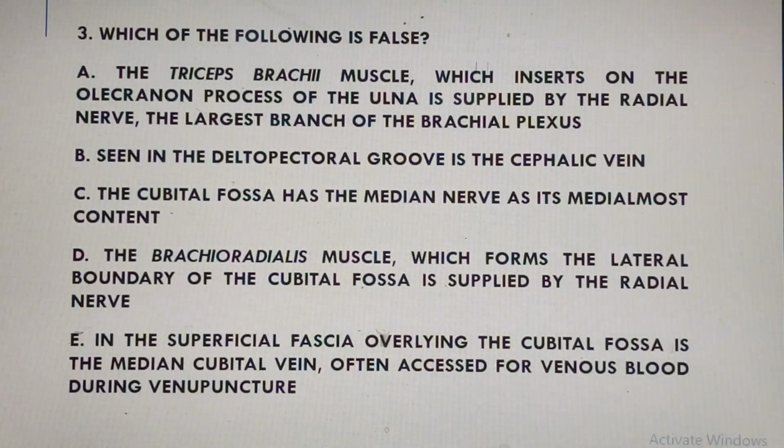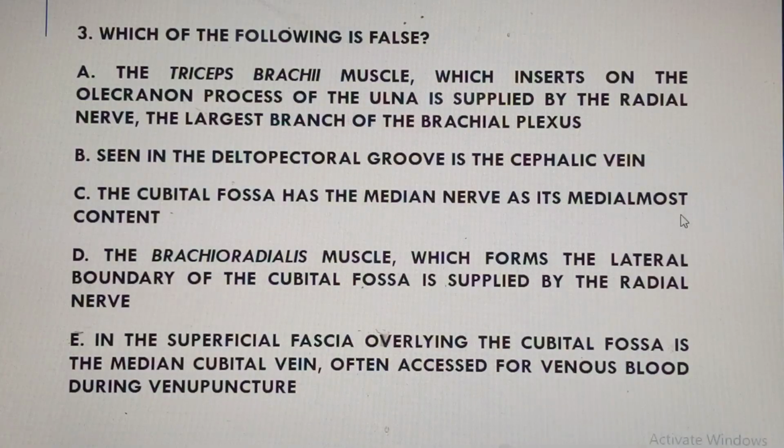No doubt that the largest branch of brachial plexus is the radial nerve. Yes, because it supplies everything in the posterior aspect of the arm and forearm. So indeed, that's a very true statement. Option B says seen in the deltopectoral groove is the cephalic vein. Yes, that's a very true statement. At the end of the day, it has to pierce the clavipectoral fascia and of course drain into what we call the axillary vein.